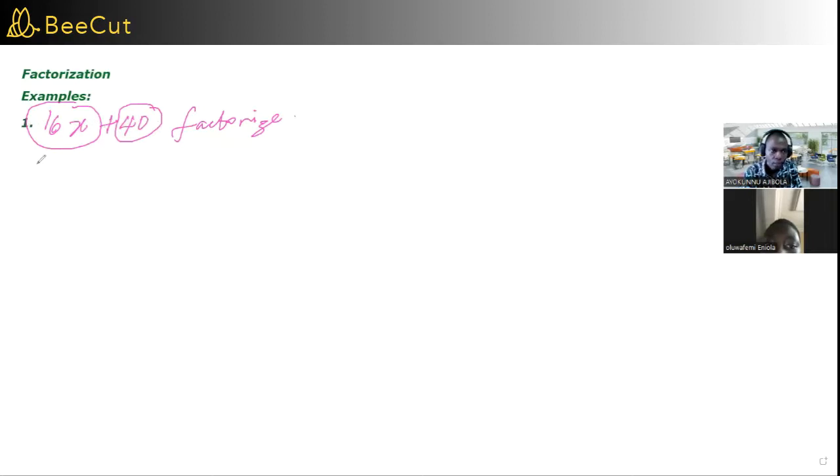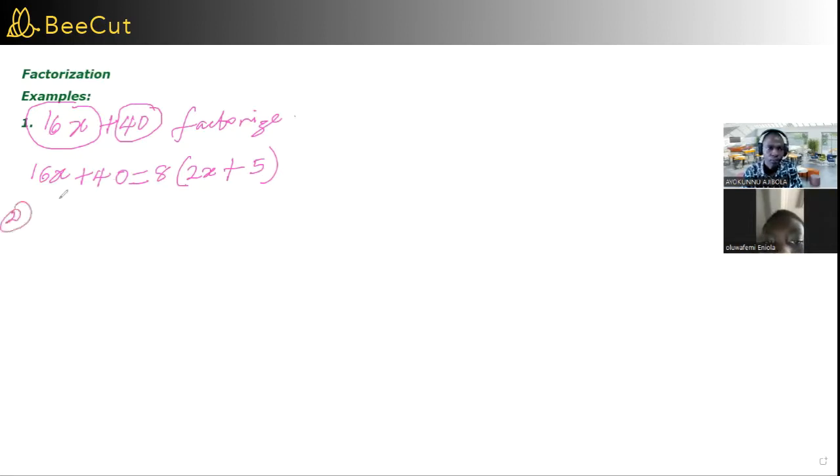Then I can say 16x plus 40 is simply the same thing as when I divide 16 by 8, it's going to remain 2x. And I divide 40 by 8, it's going to become 5. So this is the answer for this. Such that if I expand it back, because the opposite of factorization is expansion, it must give me what I started with. That is 8 times 2x must be 16x, and 8 times 5 must be 40.